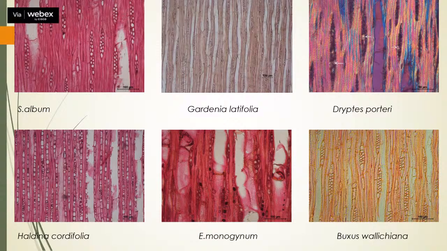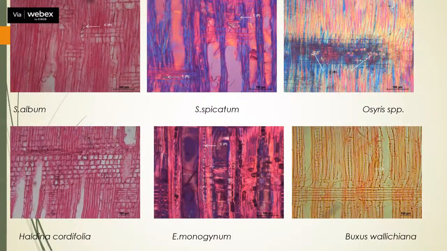And this is the tangential longitudinal section. You can see the differences in the structure of the ray cells. In Haldina, it is very clearly seen that they are all uniseriate rays, whereas in this case they are biseriate rays. And in the radial section, this gives a clear picture of how to identify Santalum album.